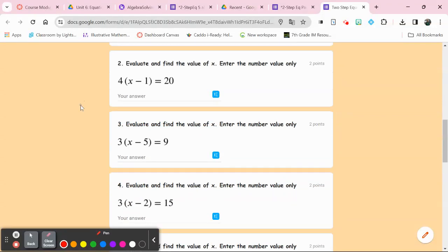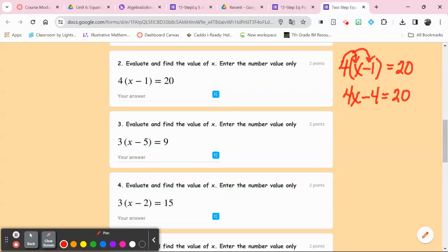Number 2, we have 4 times the group x minus 1 equals 20. So on this one, I'm going to distribute first. That means the 4 is multiplied to everything inside. 4 times 1x is 4x. And 4 times a negative 1 is a negative 4, equals 20.